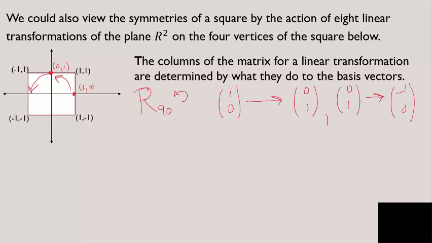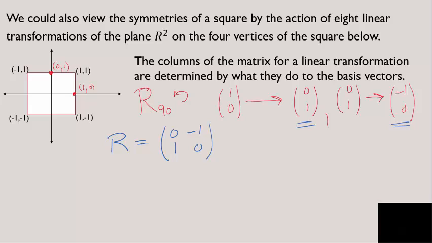So we know what this rotation does to the basis vectors, and therefore I'll call capital R the matrix that we're looking for, and it will have these as its column vectors. So it would be 0, 1, minus 1, 0. That is the matrix for the linear transformation that rotates the plane 90 degrees counterclockwise.